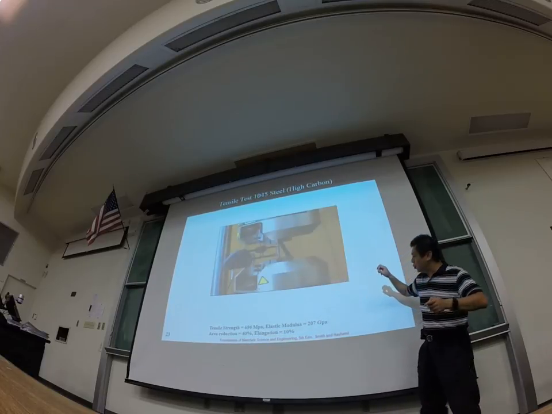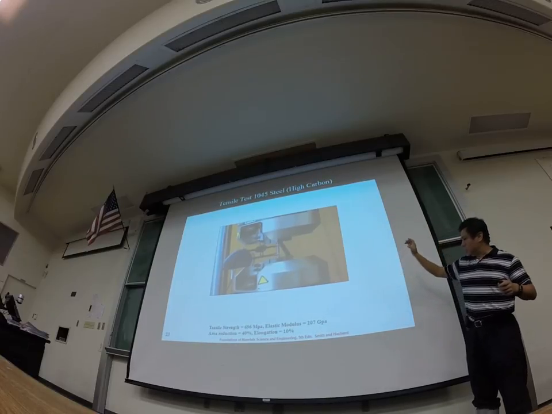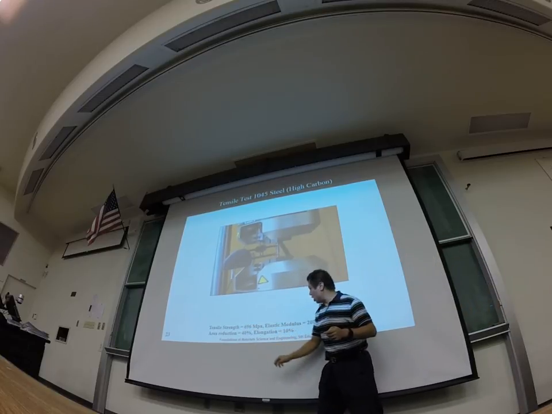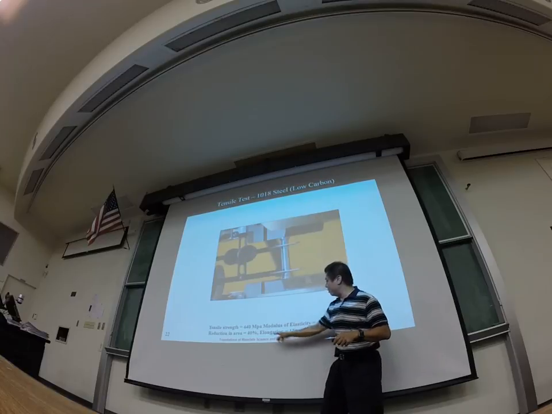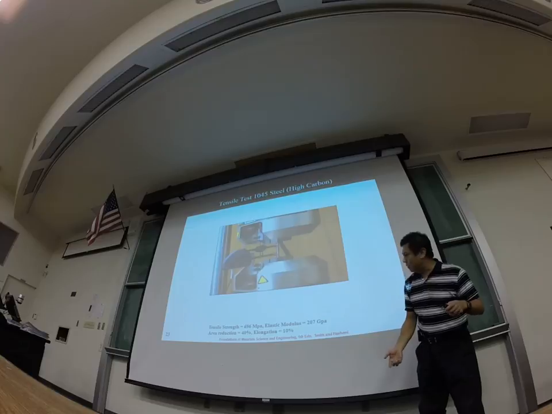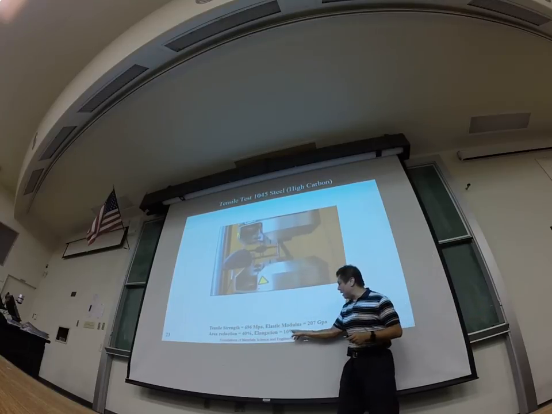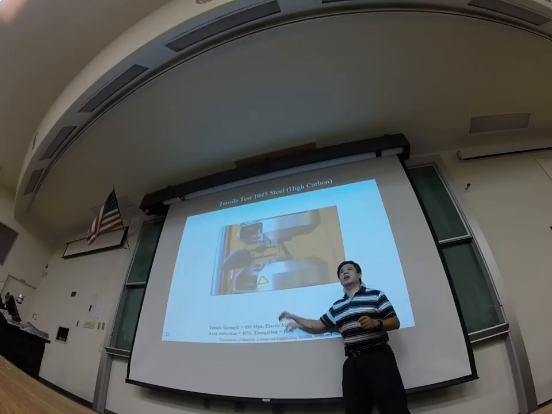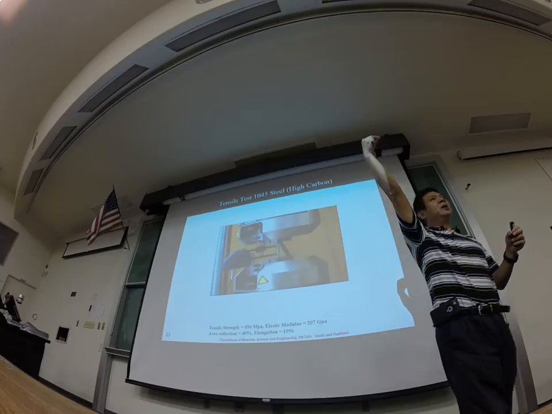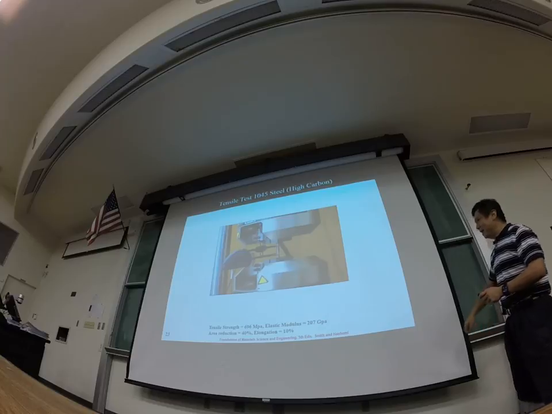If you do another test, this one is a hard carbon steel. If you compare the tensile strength, it's higher than the previous one, which was 440 megapascal. If you dope more carbon inside, you can enhance the strength, but at the same time the percentage elongation gets reduced. So strength gets higher, ductility gets reduced. So that's easy to understand.